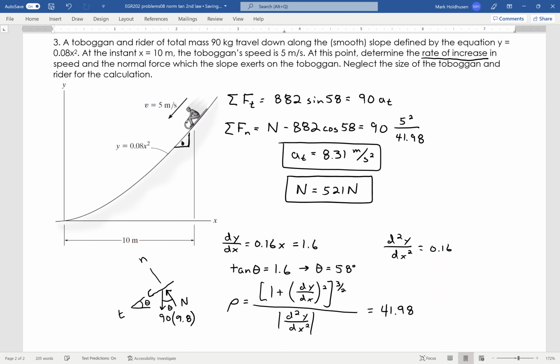So again, draw your free body diagram, recognize what kind of acceleration you have. This would be normal and tangential, knowing that I have the equation of the line so I can find the angles. I can find the radius of curvature at the instant that I'm interested in to help me figure out my normal acceleration and that sort of thing, and then apply your equations of motion and solve.